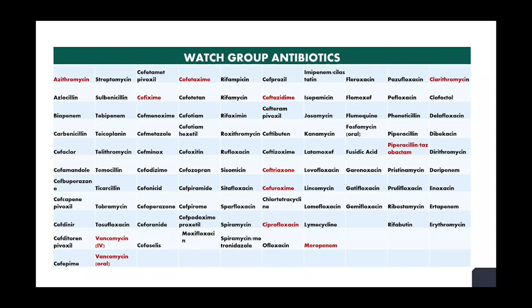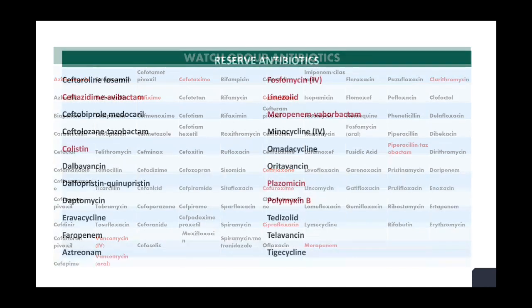The Watch group includes 110 antibiotics, 11 of which are included individually on the WHO model list of essential medicines as first or second choice empirical treatment options for specific infections. So these are the drugs that come under Watch group antibiotics, and those denoted in red ink are essential drugs. It consists of azithromycin, vancomycin, ceftriaxone, cefuroxime, ciprofloxacin, etc.